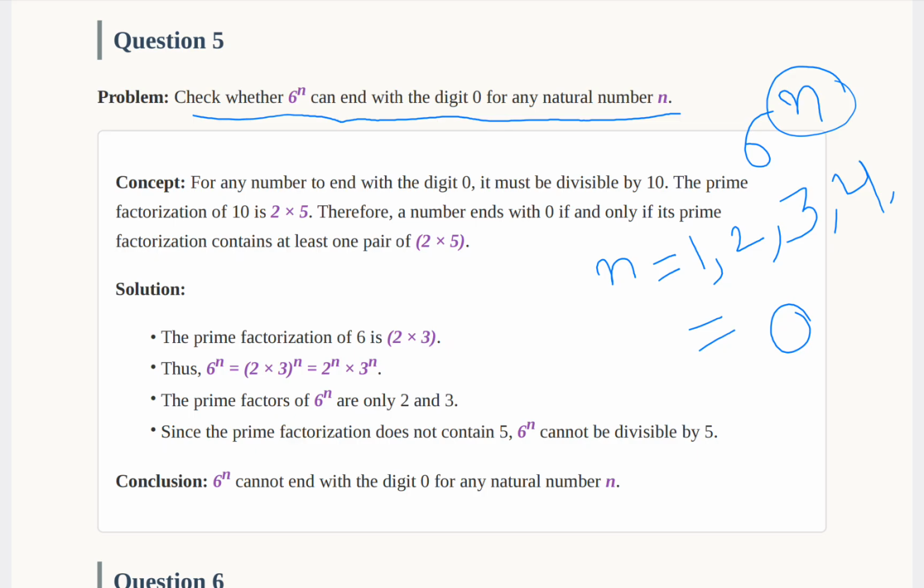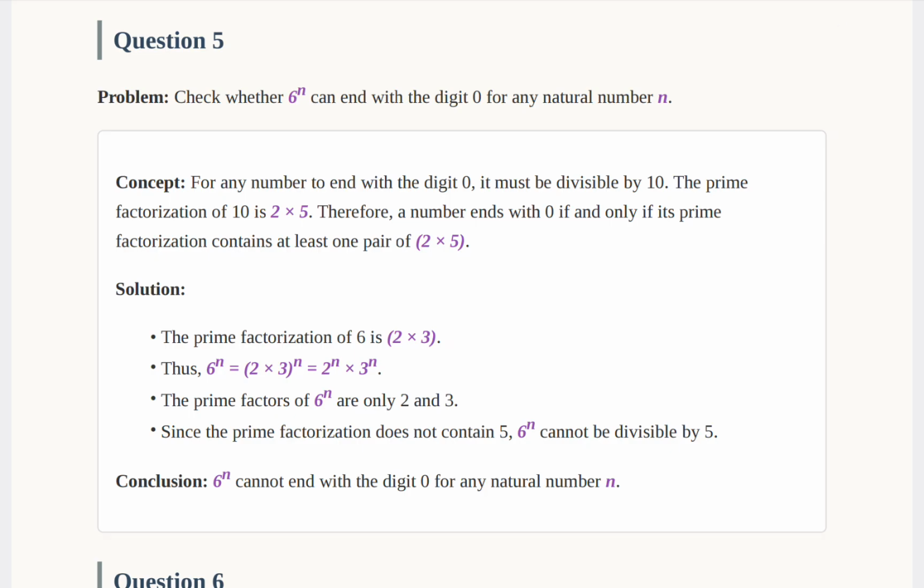So to find that out, first of all, what is the concept behind this? Just see here. For any number to end with the digit 0, it must be divisible by 10. मैं आपको ये हिंदी में भी बता देता हूँ. अगर कोई भी नंबर जिसके लास्ट में 0 आ रहा है, so it means, इसका मतलब ये होता है कि वो 10 से डिविजिबल है. ठीक है, जैसे कि मान लीजिए 6 और 0 है, तो ये 10 से डिवाइड हो सकता है, and you will get here 6.